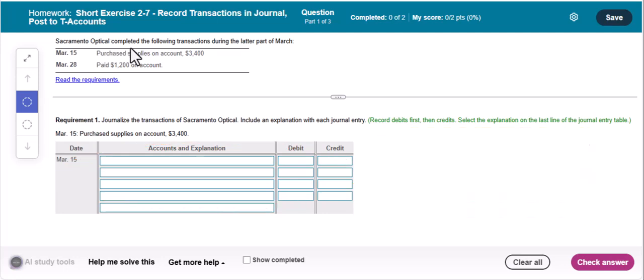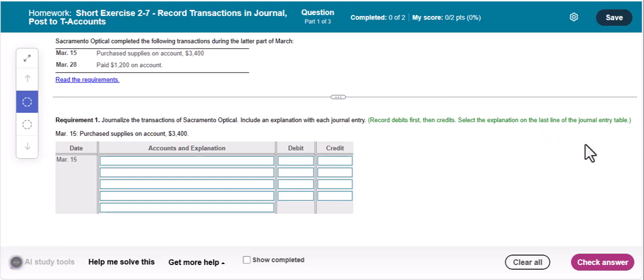Sacramento Optical completed the following transactions during the latter part of March. On March 15th, purchased supplies on account for $3,400, and then March 28th, paid $1,200 on account. So again, these requirements are at the top of each journal entry. So for requirement 1, we need to journalize the transactions of Sacramento Optical, include an explanation with each journal entry. Of course, record debits first, then credits. Select the explanation on the last line of the journal entry table.